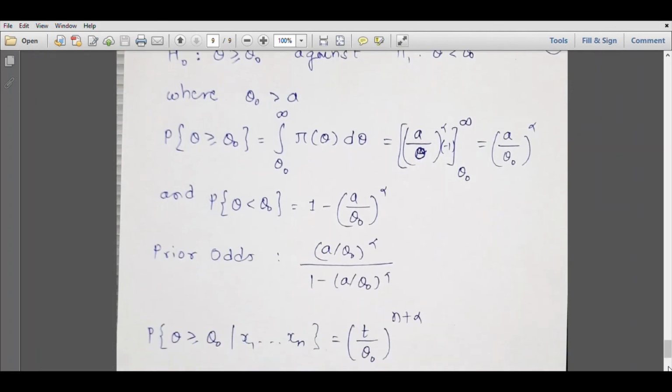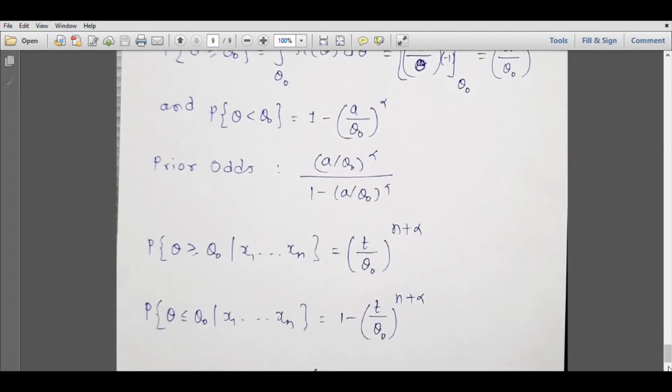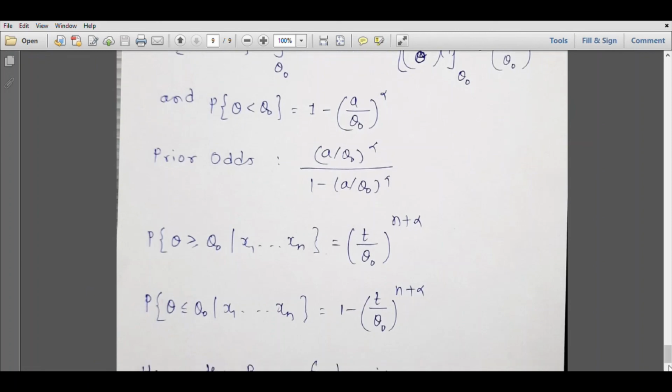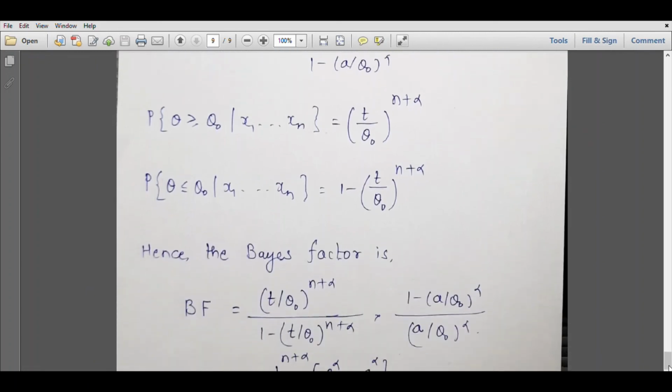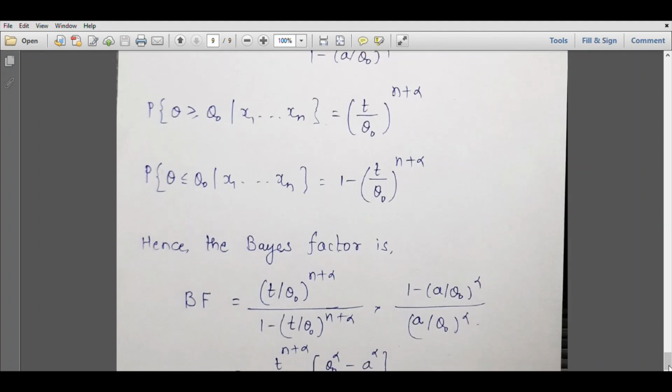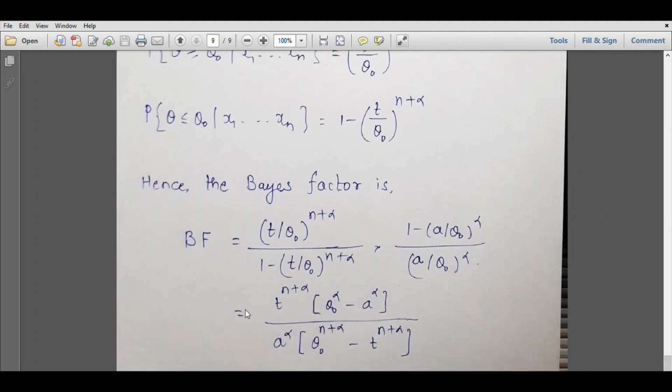Now the posterior odds similarly: the posterior probability of H naught is (t by theta naught) whole raised to n plus alpha, and the posterior probability of H1, sorry, this should be strictly less than, will be 1 minus (t by theta naught) whole raised to n plus alpha. So the Bayes factor is the ratio of posterior odds to the prior odds. After simplification we get this as the expression of the Bayes factor.